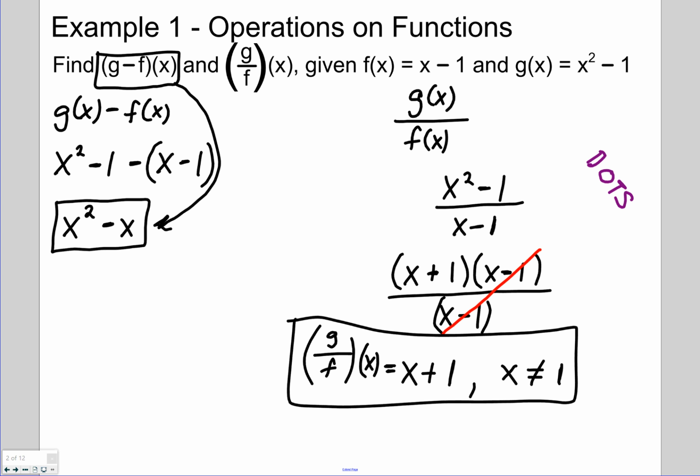It's going to be okay. Questions? Can we move to composition now? That's called function operations. You'll notice I only did 2 operations, subtraction and division. What are the other 2 that I did not cover? Multiplication and addition. So make sure you know how to do those.